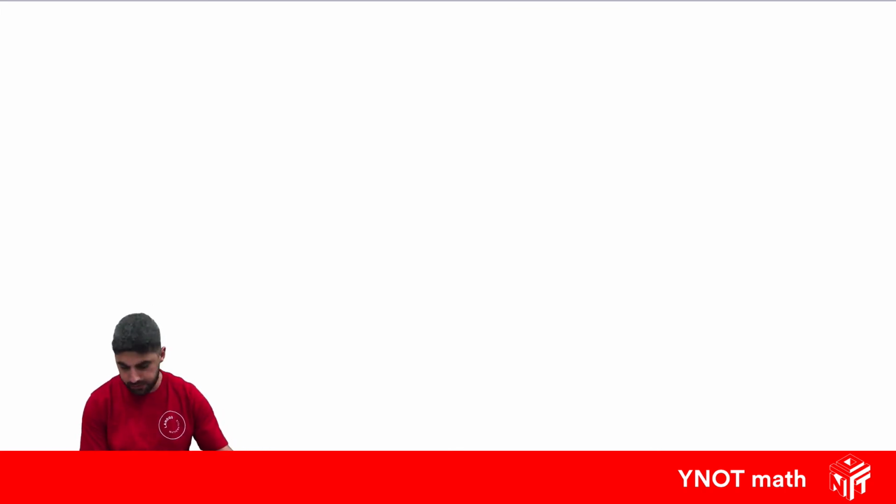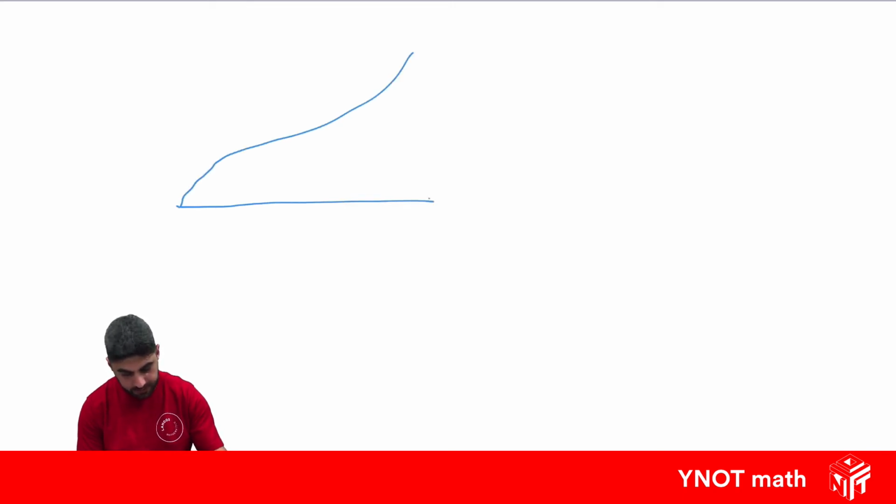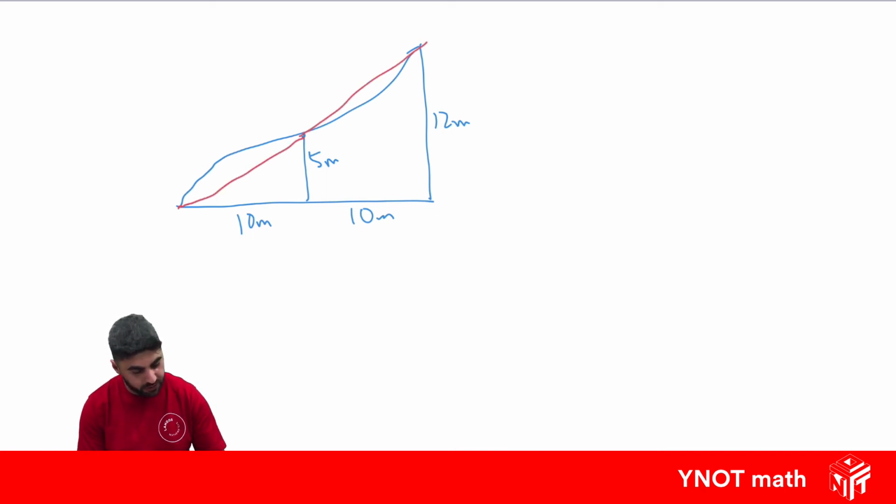Right, let's have a look at another example. So we've got this kind of shape here. This is 10 meters, 10 meters, 5 meters, and 12 meters. And if we go to make a trapezium here, you can see that there was no distance here for the first one. So this distance is actually 0 meters.